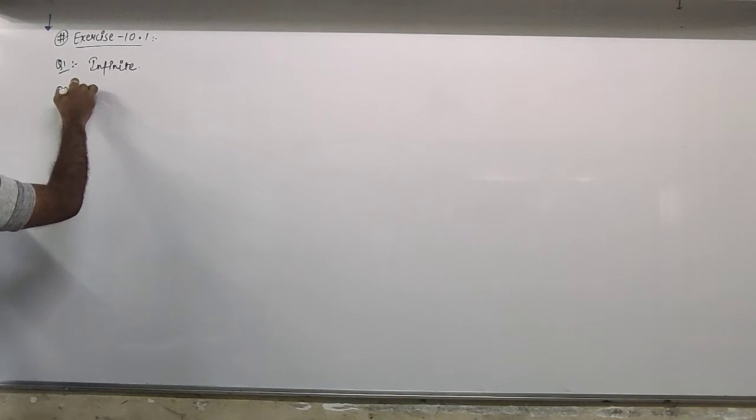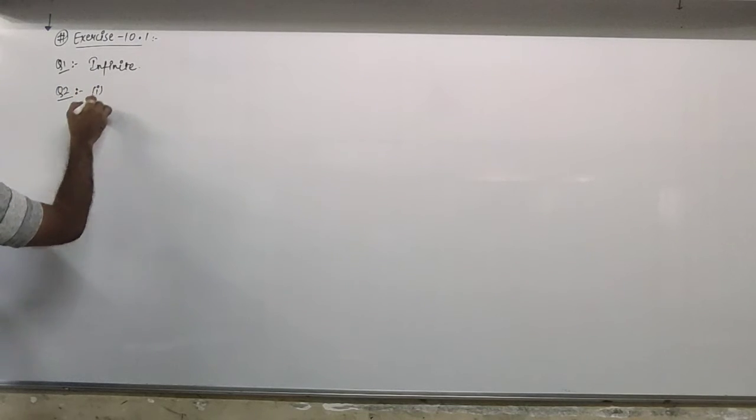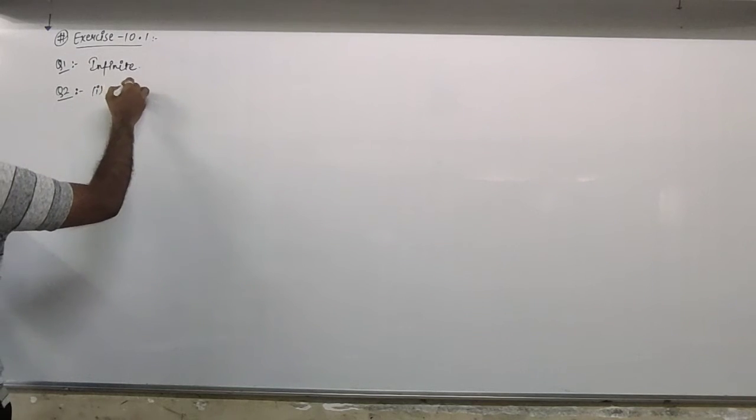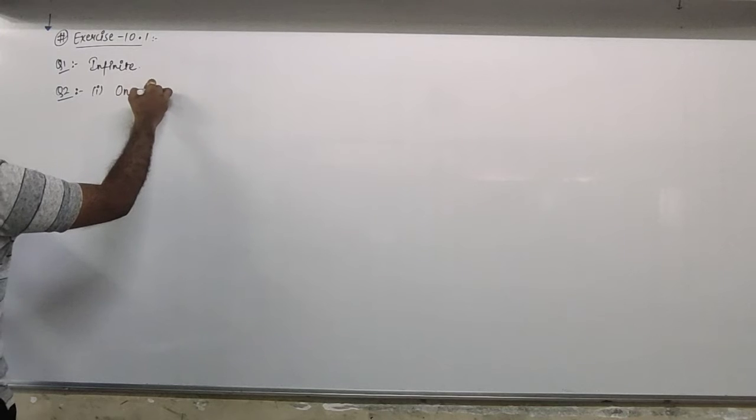Question number 2. First one. A tangent to a circle intersects in one point. How many points? One and only one.